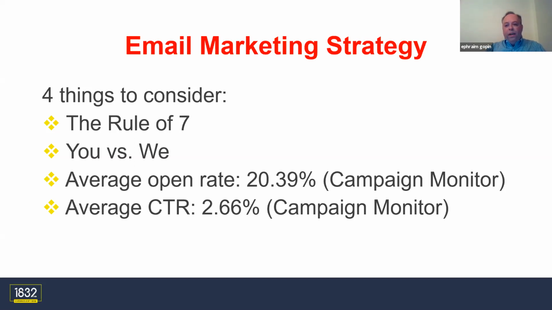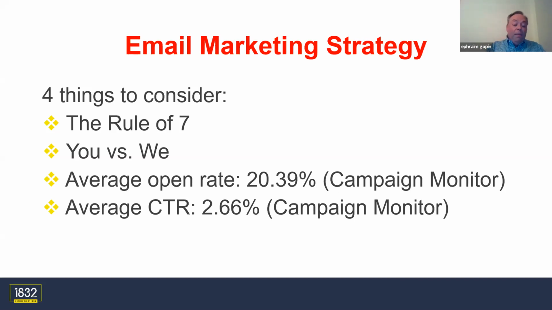The average open rate of emails is 20%. So if you have 100 people on your list, 20% of them are going to open the email. That's the average, or what's considered the good number. You want to obviously be higher than 20%. The average CTR, the click-through rate, is 2.66%.